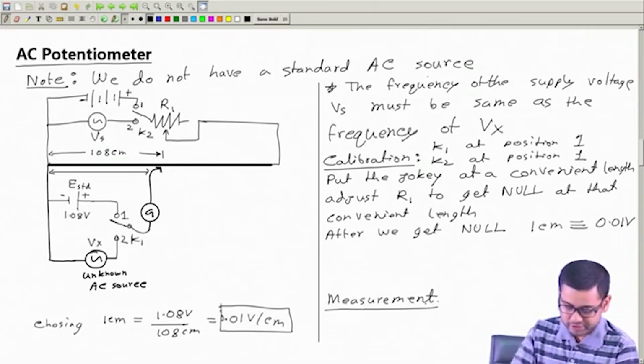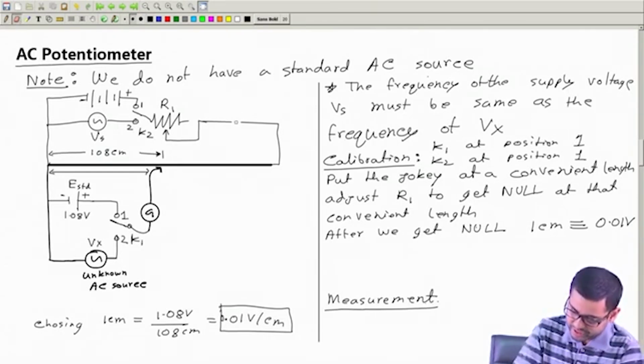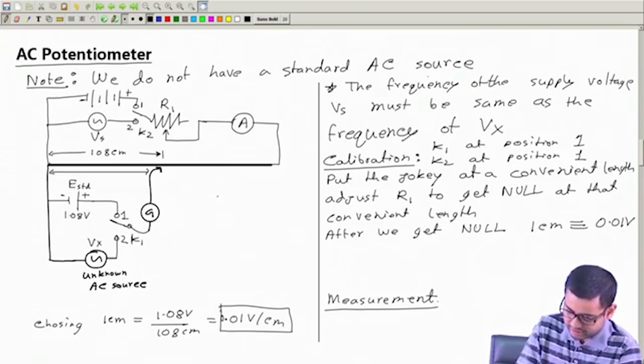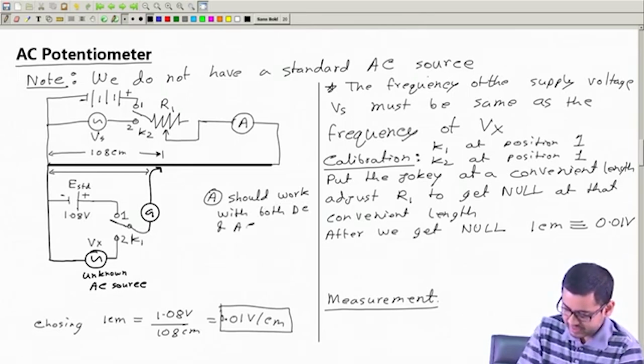But before we can go there, we need another important thing. We need an ammeter A, okay, and this ammeter should work with both DC and AC.